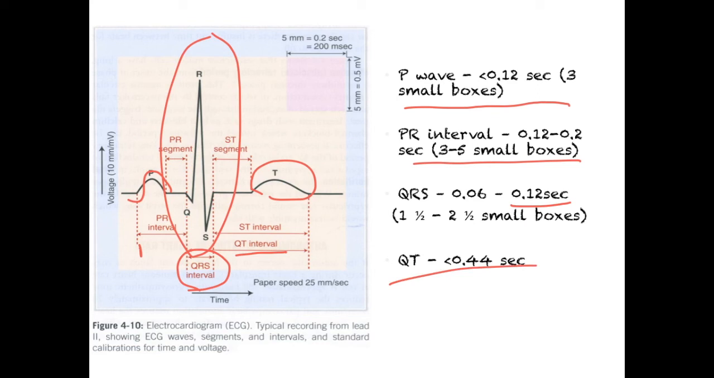And here we're talking about what we should expect to find in normal patients. So even by just looking at these time intervals, you're able to start to appreciate if someone has normal conduction or abnormal conduction system.